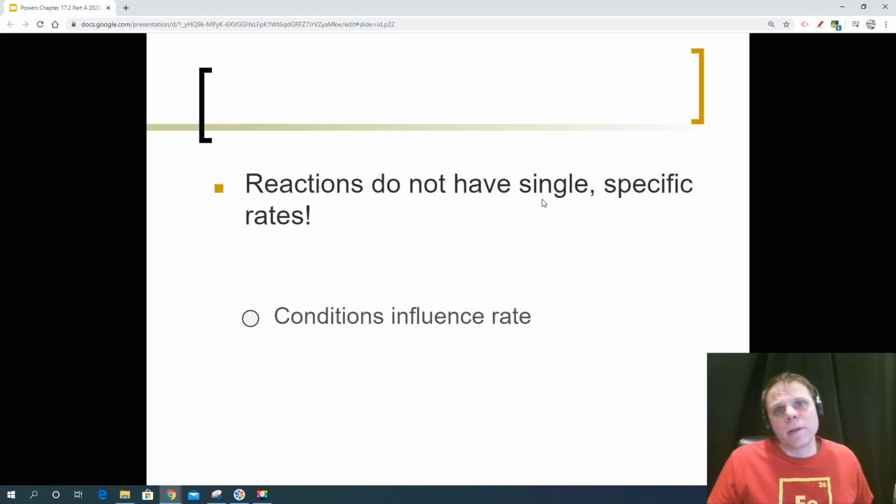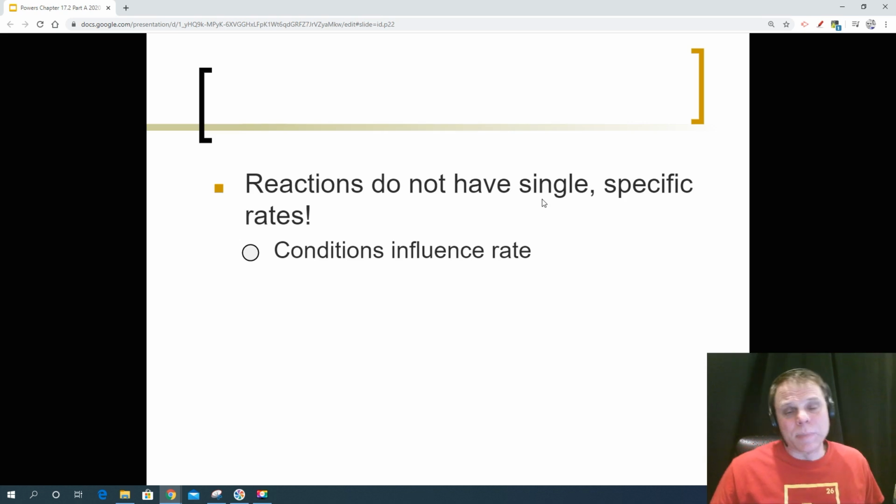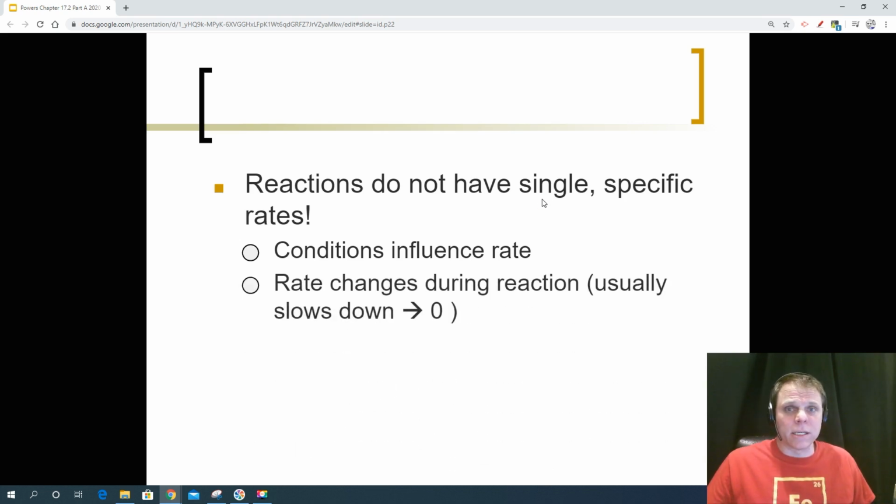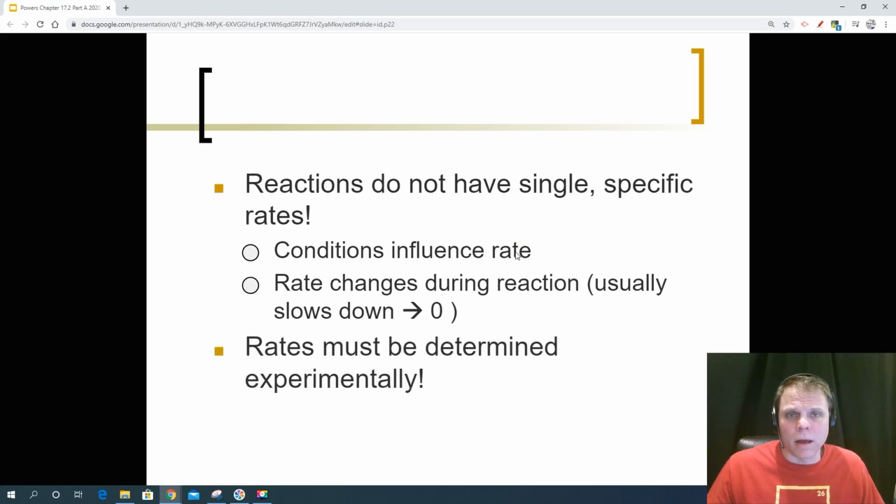All right, so just remember that reactions don't have a single specific reaction rate. The reaction rate is actually going to change over time depending upon what happens, but as a reaction proceeds forward, then your rate is basically going to approach 0 most of the time, right? So it's going to slow down, typically going towards 0. So conditions around a reaction are going to affect the rates of that reaction. Remember that all of the rates must be determined experimentally.